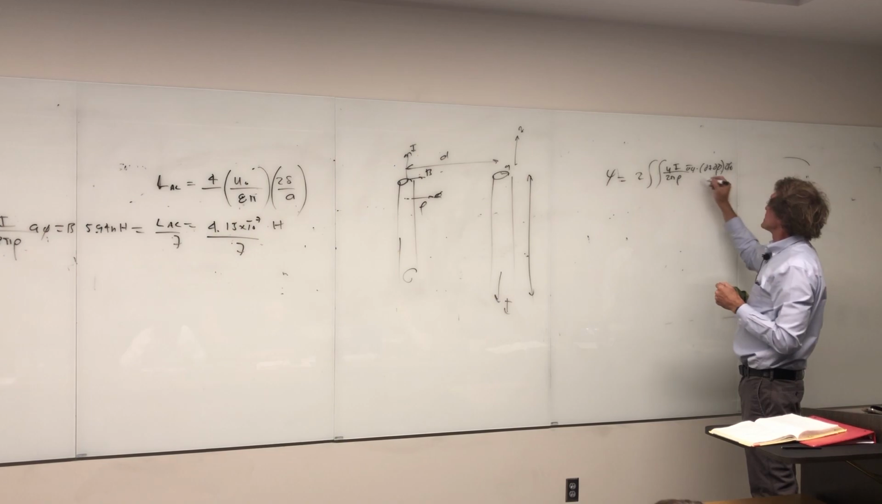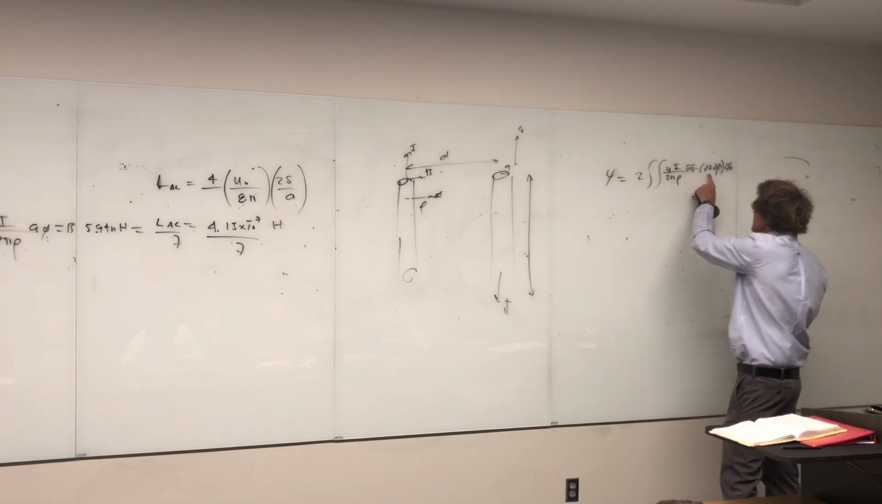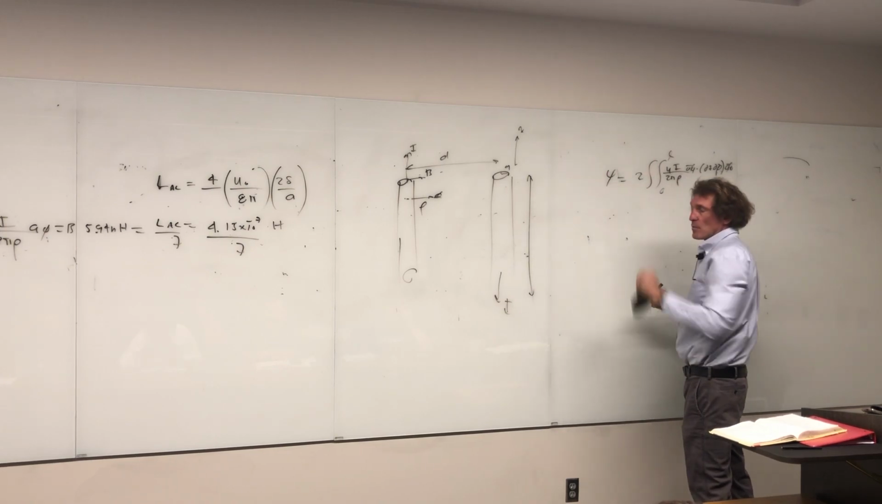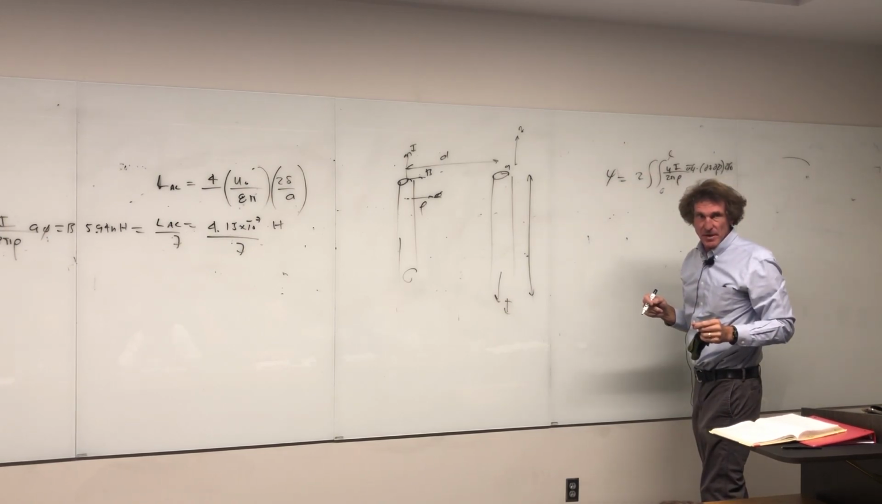Now, I'm going to just cut to the chase on this one. The A phis cancel. My integration with respect to z goes from 0 to L. It's going over the total length of the wire, 2 meters. Does that make sense to everybody?